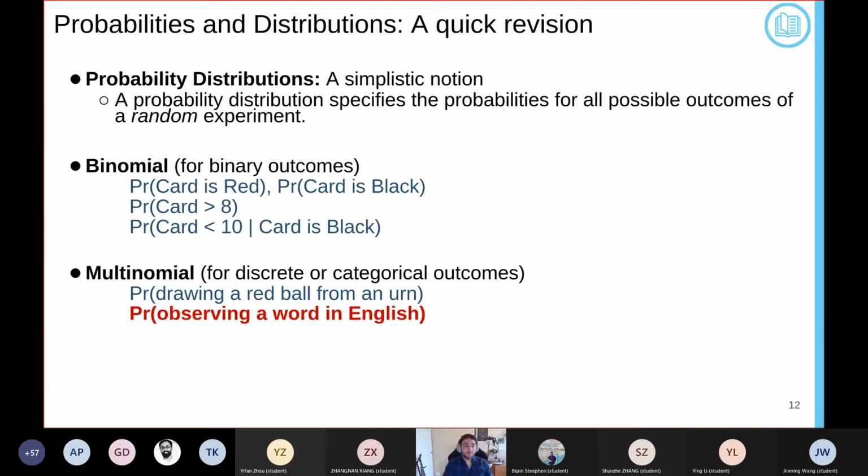So just a little bit more of vocabulary. I'm building a little bit of vocabulary here so that we can address the next part. So, probability distribution, you guys know what a probability distribution is. In a simplistic notion, a probability distribution specifies the probabilities of all possible outcomes of a random experiment. For example, for language.